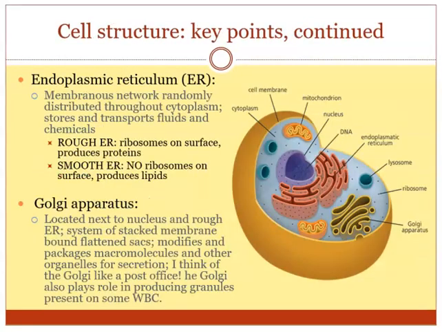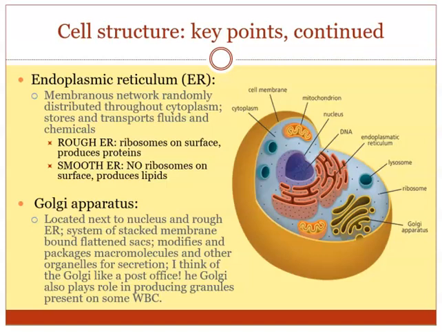The next structure we're going to talk about within the cell is the endoplasmic reticulum, or the ER. There's actually two types of ER. There's the rough ER and then there's the smooth ER. The endoplasmic reticulum is a membranous network of randomly distributed structures throughout the cytoplasm, and it stores and transports fluids and chemicals throughout the cell.